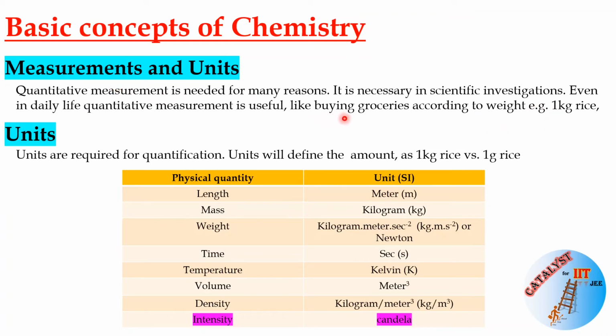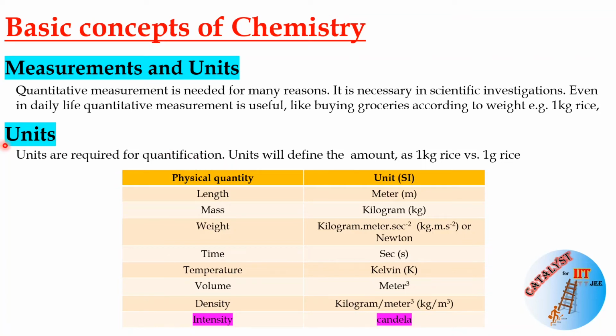Like you went to a grocery shop to buy rice. Now you can ask the shopkeeper that you want 1 kg rice, right? If you ask for 1 rice, this is not going to make any sense. So you need to involve this kg. What is this kg? This is the unit. So units are required for quantification.